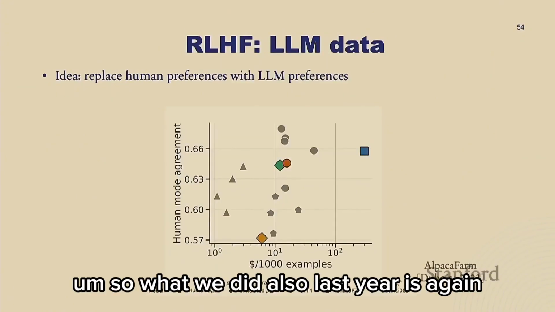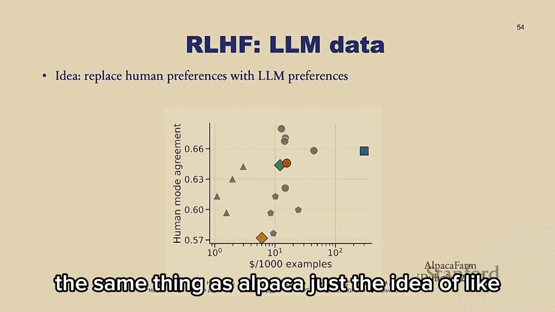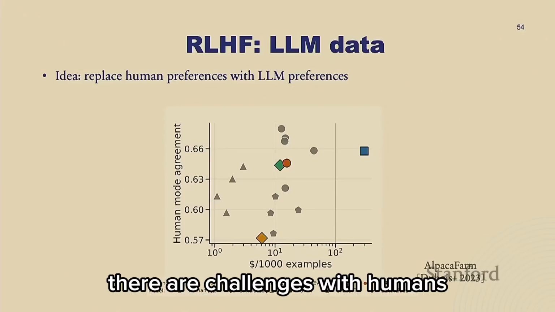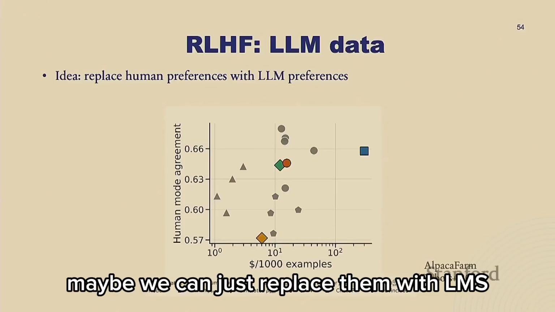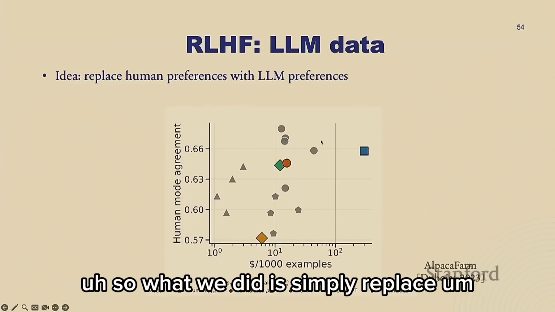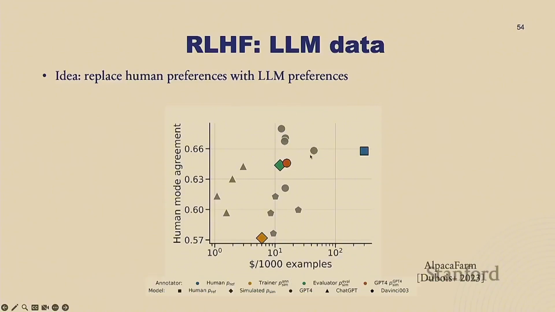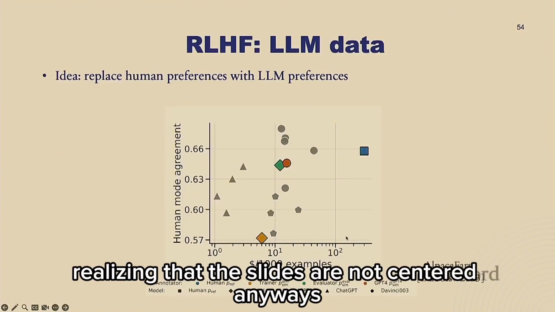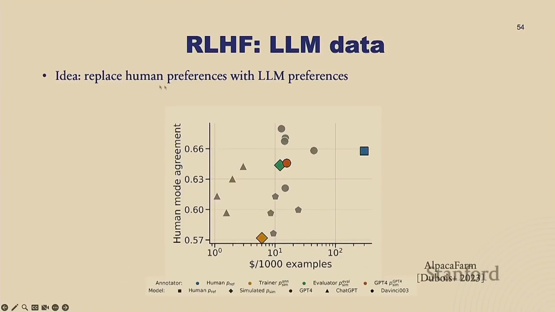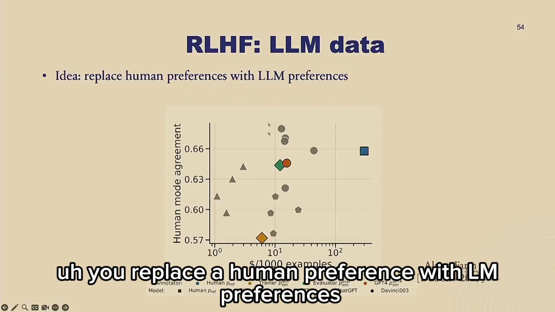So what we did also last year, again the same thing as Alpaca, is the idea that, well, there are challenges with humans, maybe we can just replace them with LLMs. So what we did is simply replace human preferences with LLM preferences. I'm just realizing that the slides are not centered. Anyways.